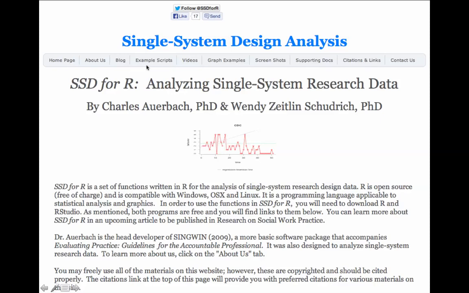level students. We have some scripts that you can use to have examples of each of the functions, and then we have a bunch of other resources that may be helpful to you, such as videos demonstrating some of the functions, and really to troubleshoot if you need help downloading some of this. We have graph examples, and we have screenshots of some of the output. Additionally, we have some supporting documents and additional help files that may be useful to you, and then we have some links and citations if you're going to be using the software either in practice evaluation or for your own research. And we have our contact information as well.